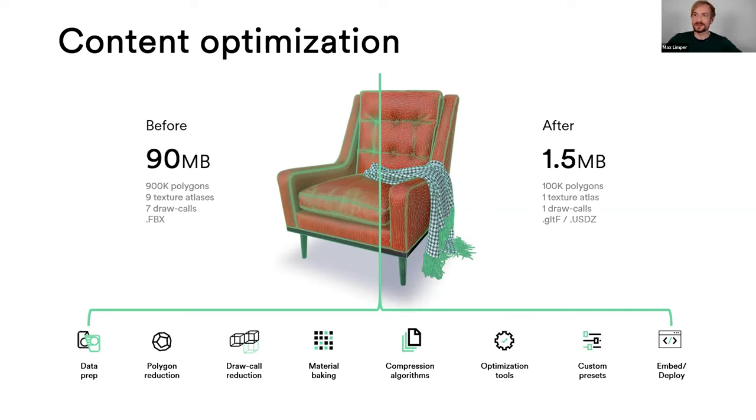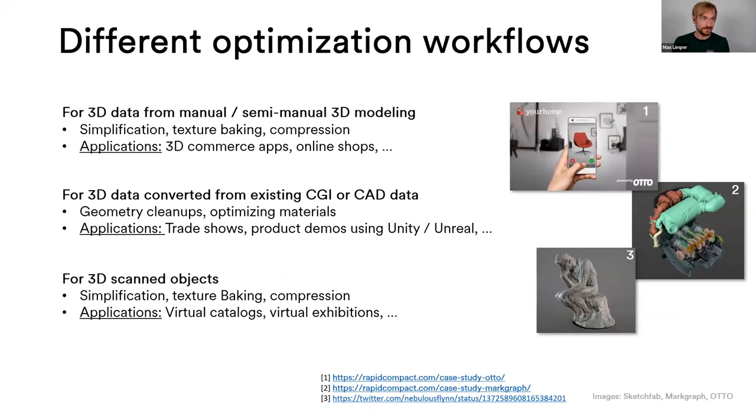And basically optimize the asset for the platform that you want to serve. And if there are 5 or 10 different platforms, then maybe you even have to have 5 or 10 different optimized versions. And we have done this for a couple of data types. So there are, for example, CAD models that require slightly different treatment compared to 3D scanned objects. And again, different treatment for objects that come out of common DCC tools.